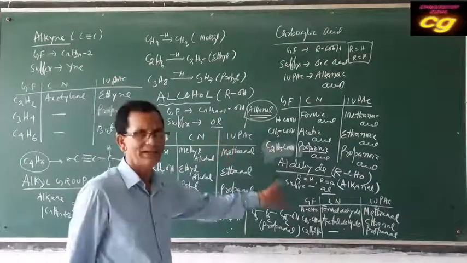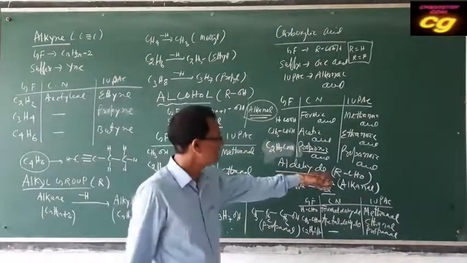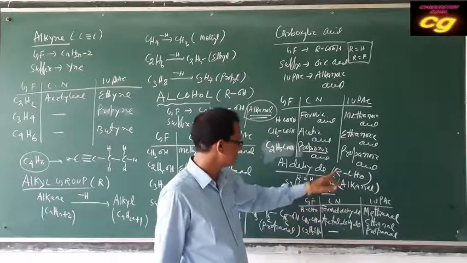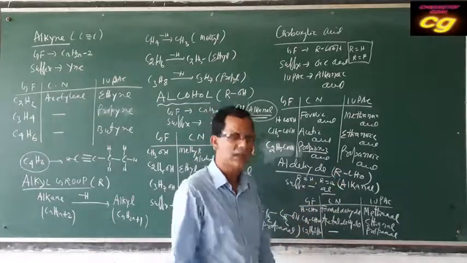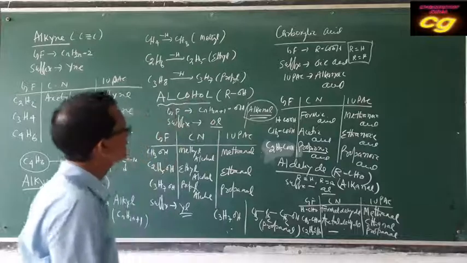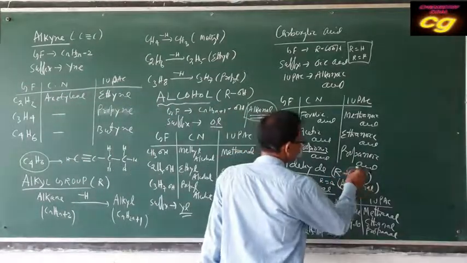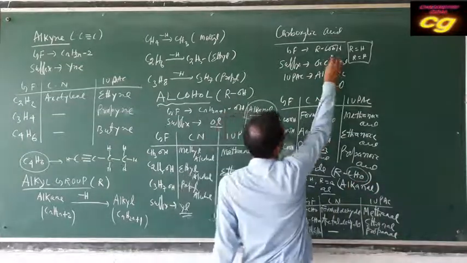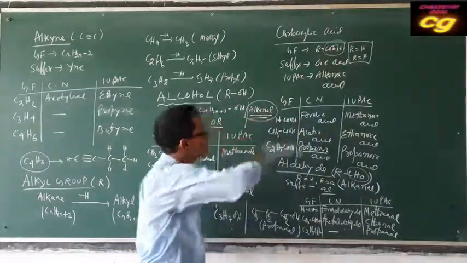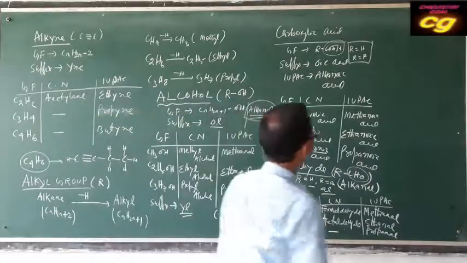This is about the aldehyde group. The condition is this R can be H or this R can be any R. R means alkyl group. So this is regarding aldehyde. What is the functional group? Aldehyde. This is the functional group, the carbonyl group. Then next is ketone.